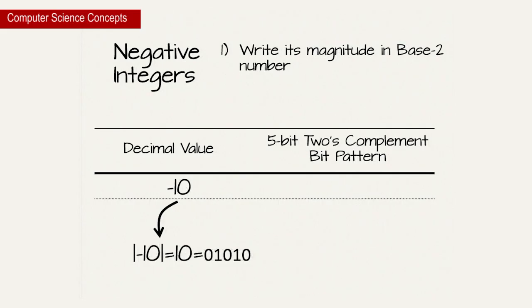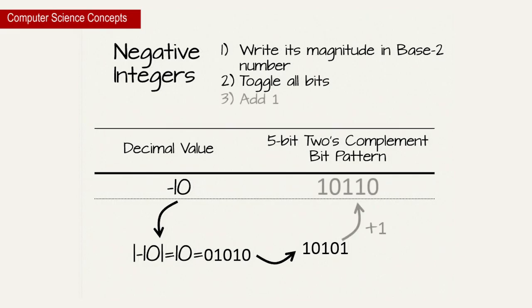Let us repeat the step again for another example, minus 10. First, we write a magnitude in base 2, which is 0, 1, 0, 1, 0. Then, toggle. Finally, add 1. Therefore, the 5-bit 2's complement bit pattern of minus 10 is 1, 0, 1, 1, 0.